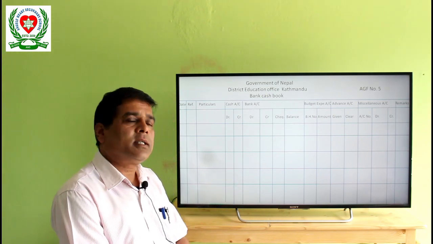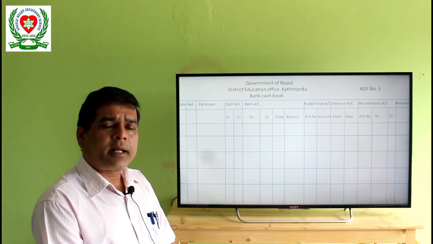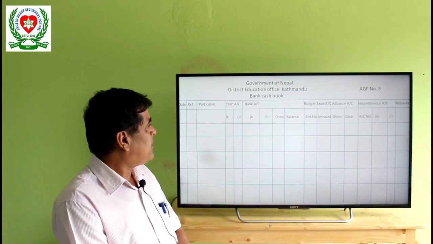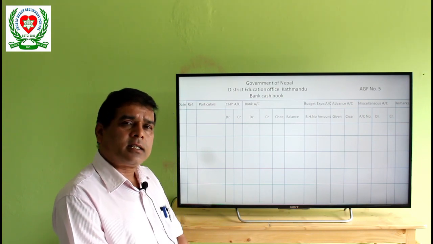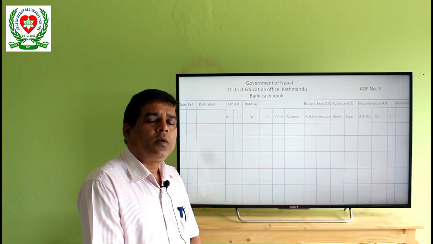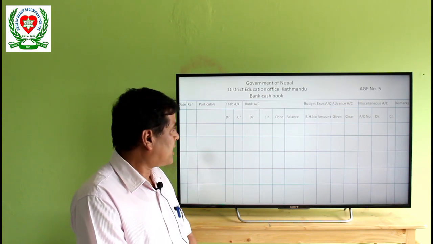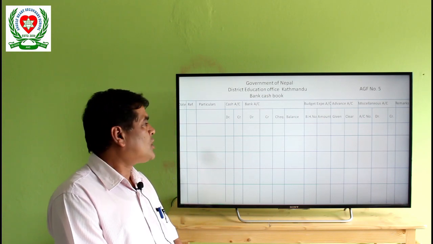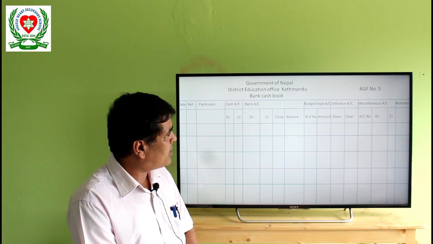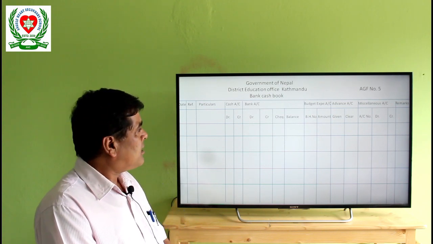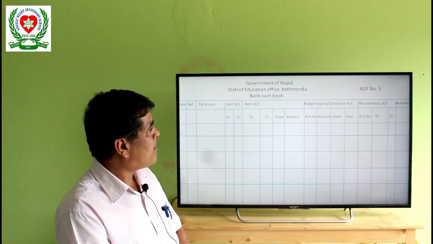There are 4 columns in the bank account: debit, credit, check number, and balance. While cash is deposited into bank, it is debited, it is written in the debit side. While withdrawing cash from the bank, it is written in the credit side. While issuing a check, the check number should be mentioned in the check numbers column. At last, balance till the date is written in the balance column.